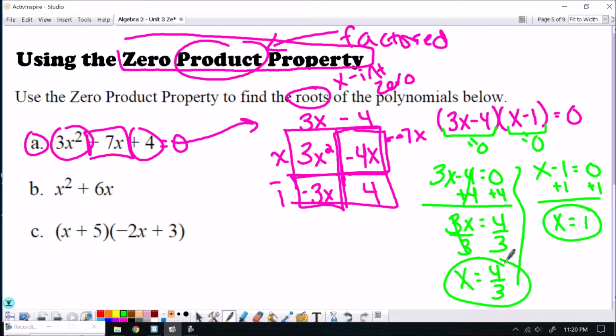So if we want to check our answer, we know that since these are x-intercepts, y must be 0. So if we put in 4/3 everywhere we see the x into the original problem, it should give us out 0. Same thing if I put in 1. So if I put in 1 for each one, it should give me 0 back out if I did it correctly.